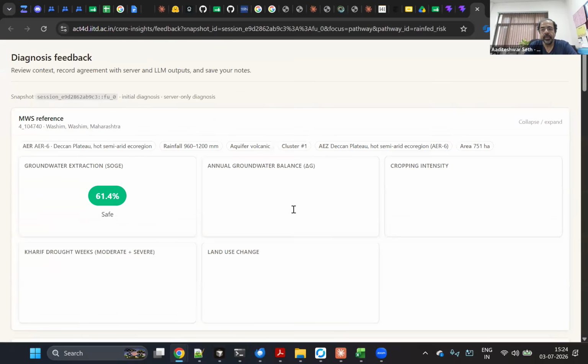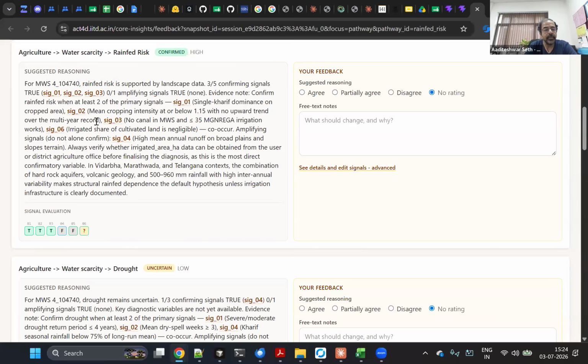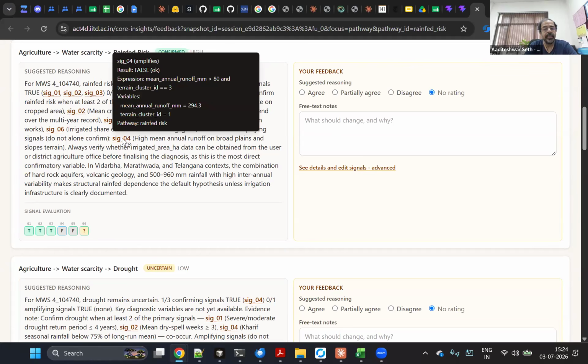So you can go here and this gives more details. This is the full thing. There are other signals also. Signal 4 looks at if the runoff is more than 80 and terrain cluster is 3. Terrain cluster 3 means this is a hilly area. So if it's a hilly area and it has a high runoff, that also faces rain-fed risk, because when it rains, it might rain a lot, but a lot of the rain goes away because it's hilly. So you don't have water throughout the year, basically.